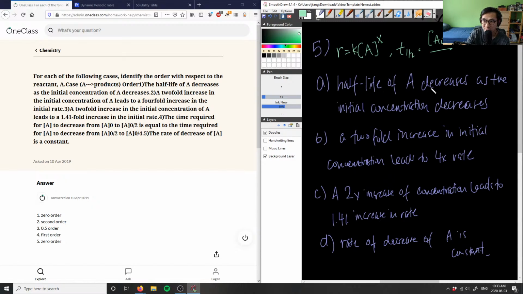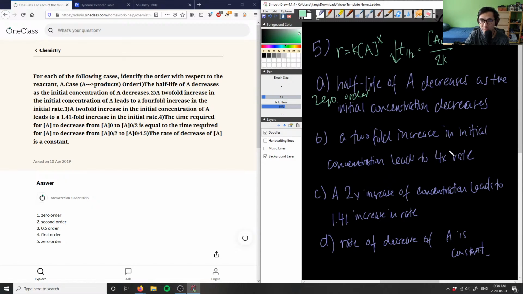So the half-life of A decreases as the initial concentration decreases. So in this one here, if we follow this kind of reaction here, this one would be a zero order. So A here is a zero order, because if we decrease our initial concentration in this way, our half-life is also going to decrease as well. So in this case here, this will be a zero order, for our half-life. This is the formula for the zero order, which is good.